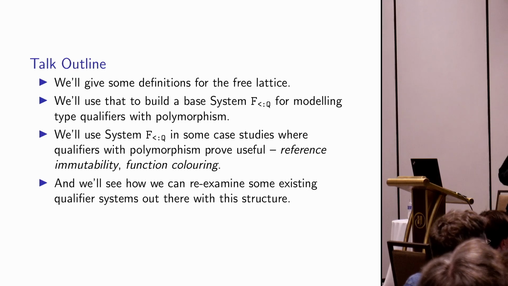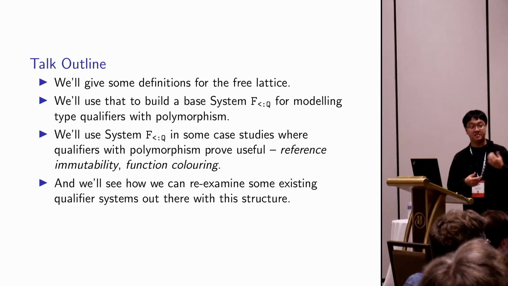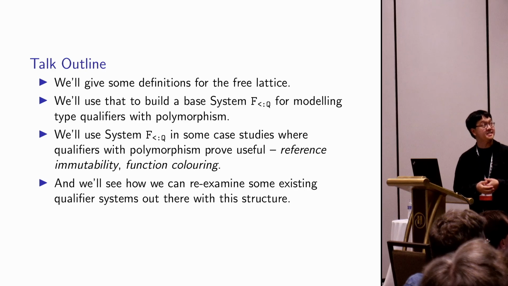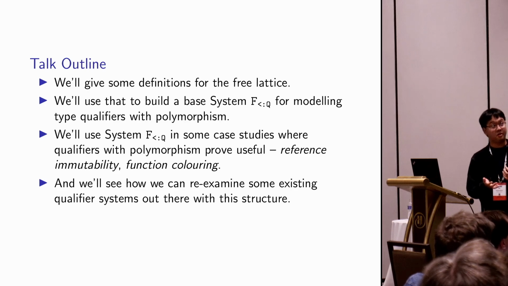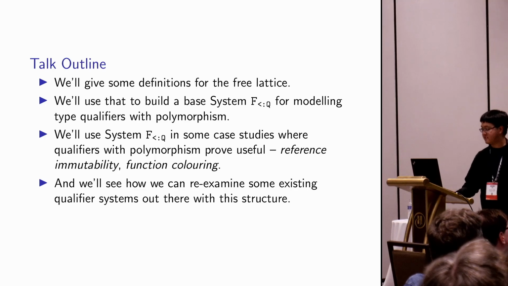Well, we'll give some definitions that are useful for us, hopefully for the free lattice, and we'll build a couple of systems to show you how you could use the structure. First, the base system, System F sub q, not very creatively named, for modeling type qualifiers with polymorphism. And also, we're going to exploit F sub q and reuse it as a design recipe for some cases where qualifiers and polymorphism over them will prove useful, such as reference immutability and function coloring. And we'll see how we can re-examine some existing qualifier systems out there with the structure.